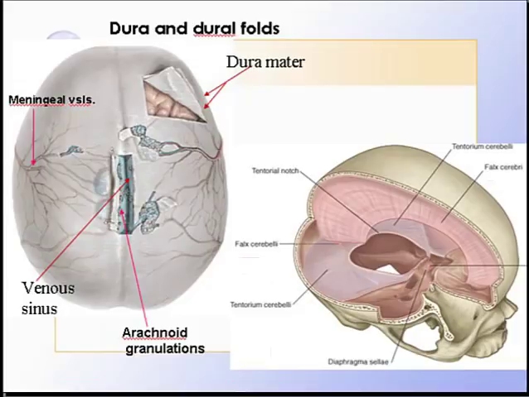Now another thing to notice in this image is that the tentorium, if you look, has a free border. It's a U-shaped border, and this border is present because it allows the brain stem to pass through this region, and then a part of the brainstem becomes continuous with the spinal cord below. So it allows the brainstem to pass through.